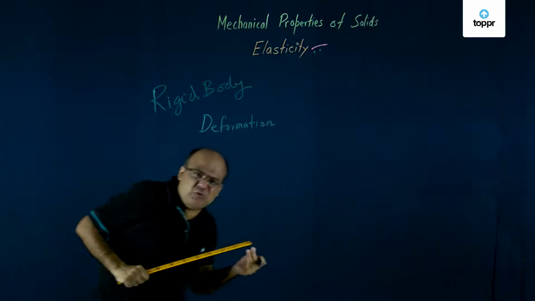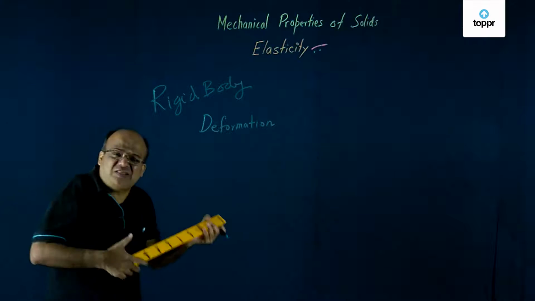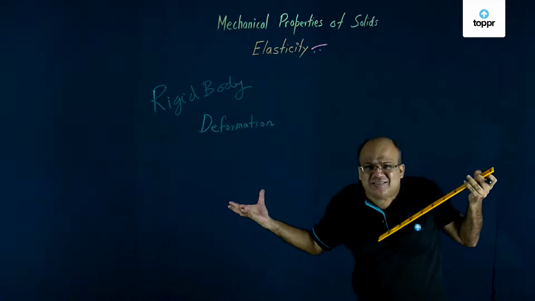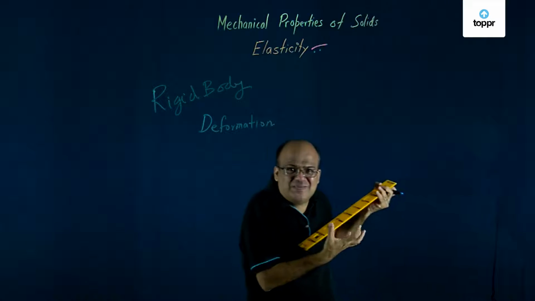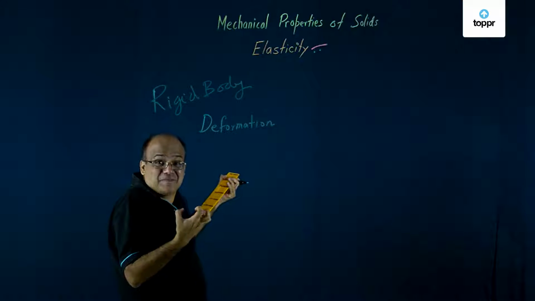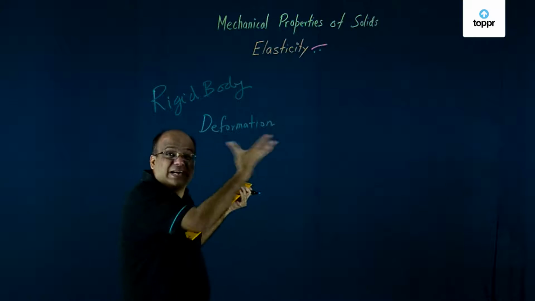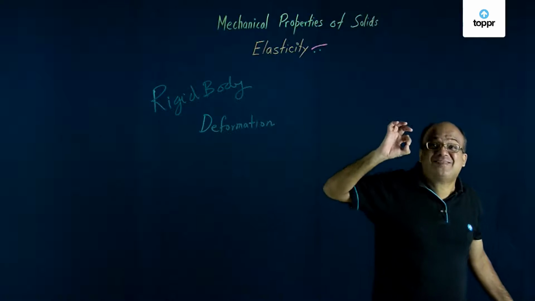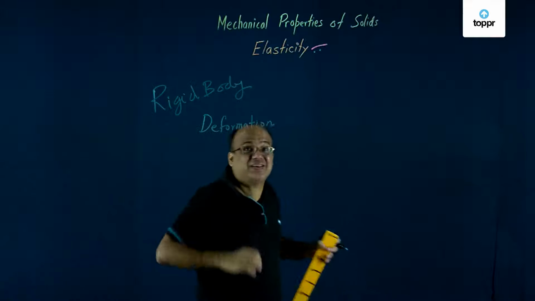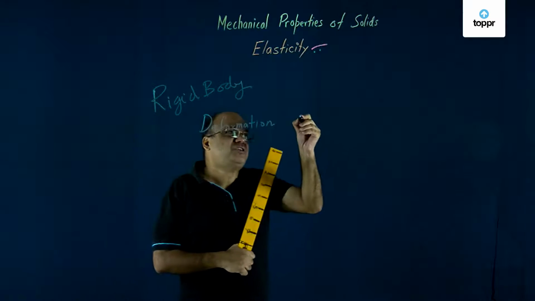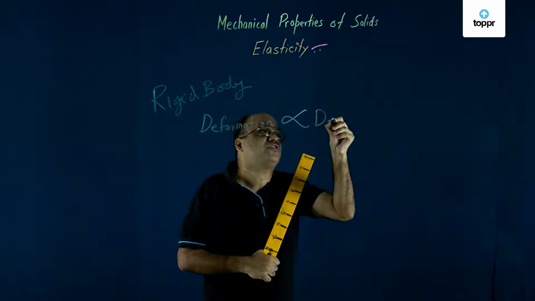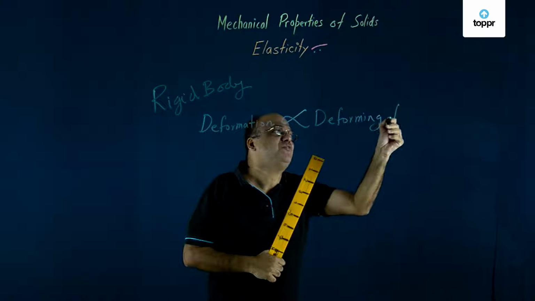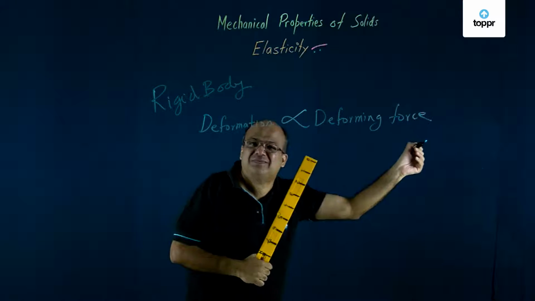And because the molecules change their position with respect to each other, the solid can have a change in length, a change in volume, a change in shape. And that is what we call deformation. A force that causes deformation is called a deforming force. So deformation is proportional to deforming force. More deforming force, more deformation. Less deforming force, less deformation.